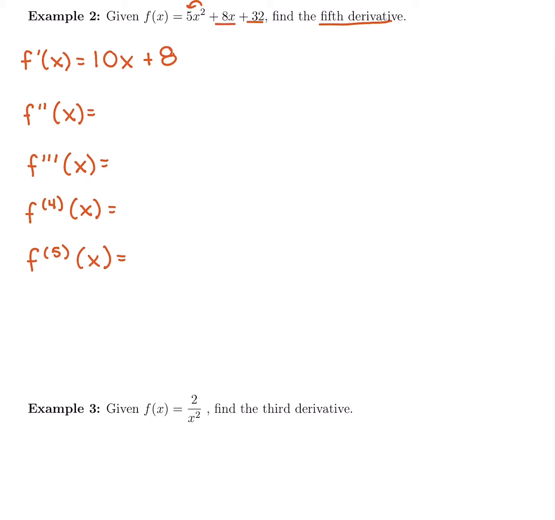The second derivative is going to be taking the derivative of the first derivative. So derivative of 10x is 10. And the derivative of 8 is 0. Now I'm ready to take my third derivative, which is going to be taking the derivative of the second derivative.